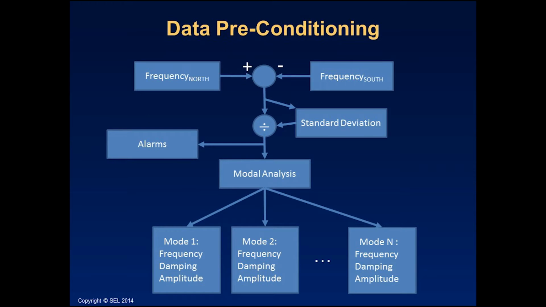The signal used for this modal analysis scenario is a frequency difference between the north and south station PMUs. The signal is further normalized by the standard deviation of the signal under ambient conditions. It is then passed to both the modal analysis engine and the alarms processor.